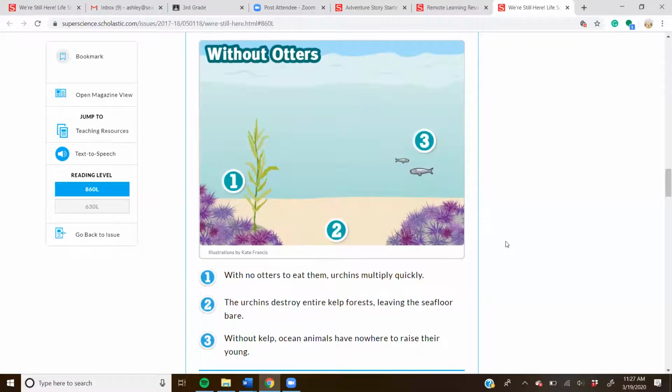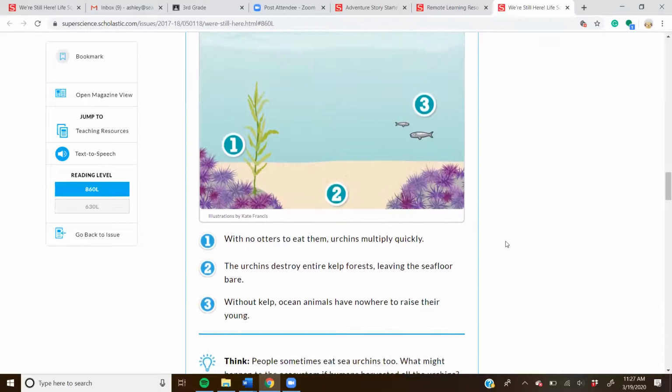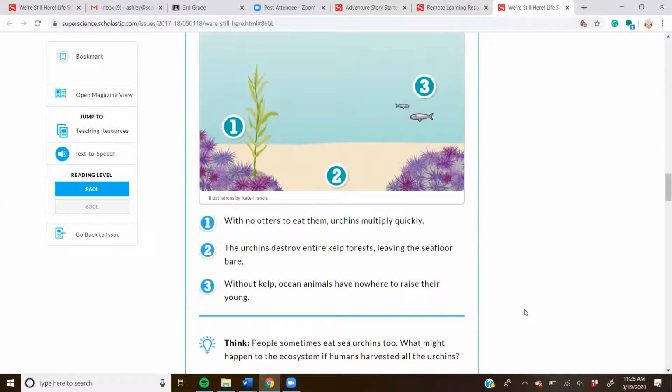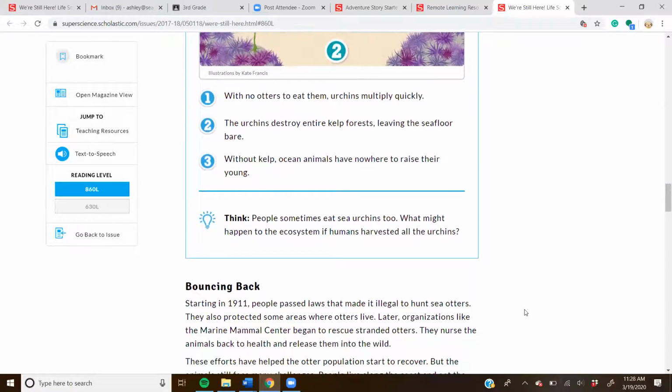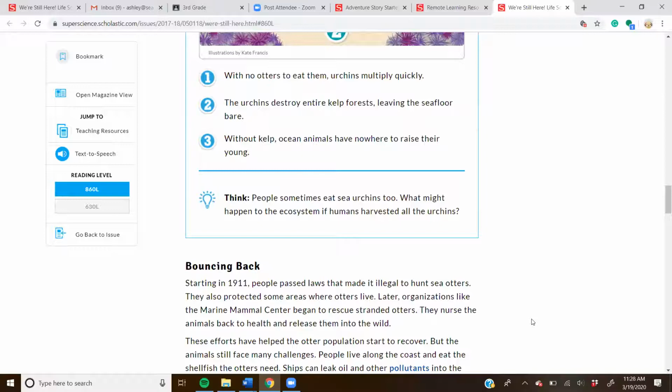With no otters to eat them, urchins multiply quickly. And then the urchins destroy entire kelp forests, leaving the seafloor bare. Without kelp, ocean animals have nowhere to raise their young. Wow, good job. Thank you so much for reading. That was really good.